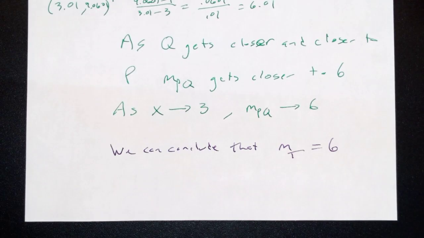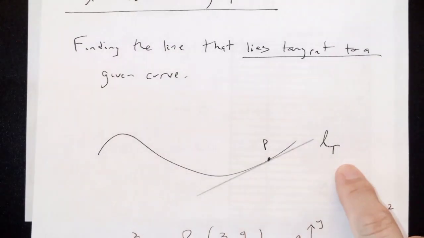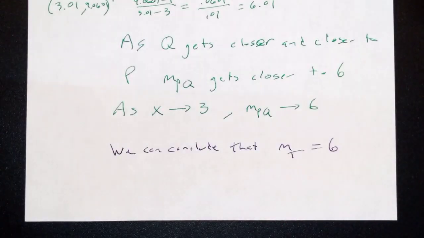Now that's actually a really weird statement. Oh, that's MT. Remember we had our tangent line, we called it LT. So I'm going to let M be the slope of that line, MT. My apologies.